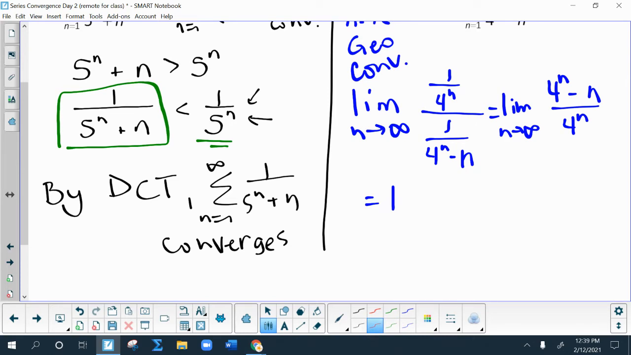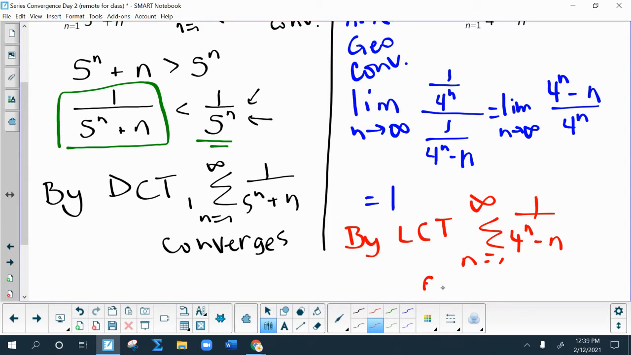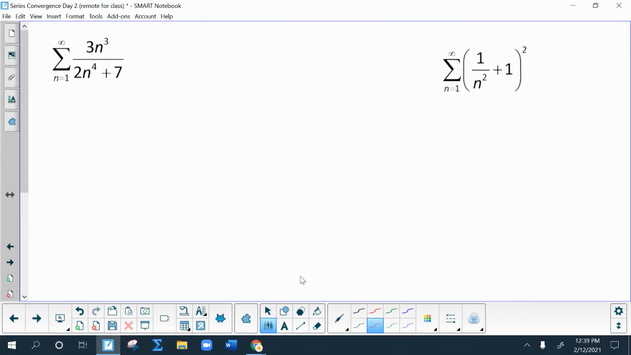So we're going to say by the limit comparison test, this new series that we have, 1 over 4 to the n minus n, converges. And again, that's because the one we compared it to also converged. If we had compared it to this thing here and you got this answer of 1 and this original thing diverged, then our new series would also diverge. All right, next two, I guess.